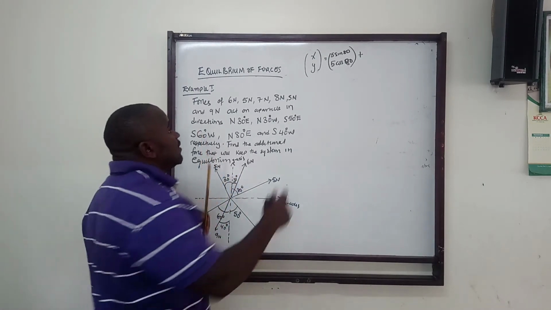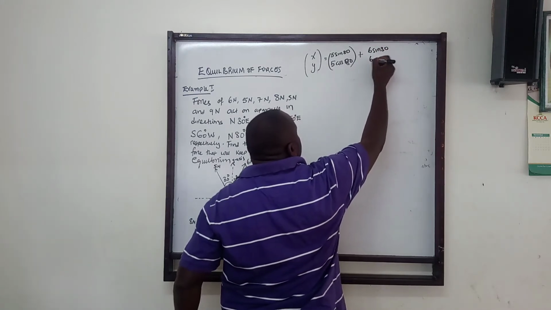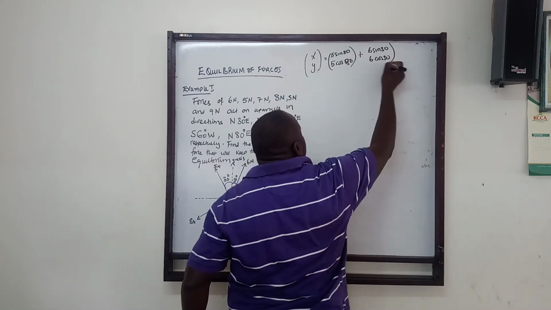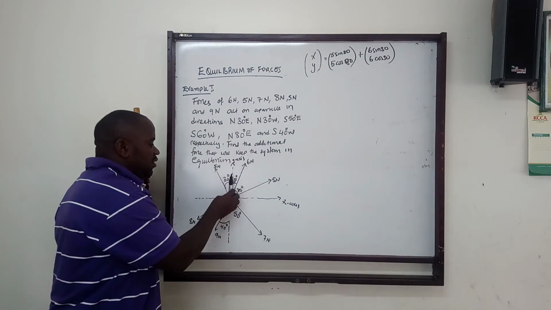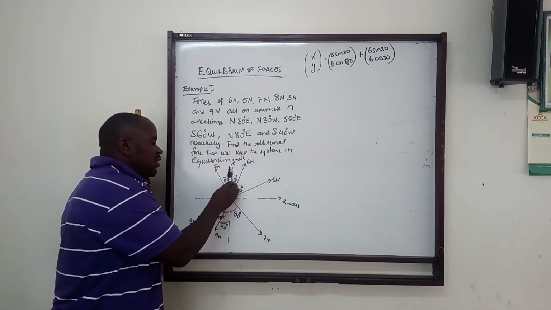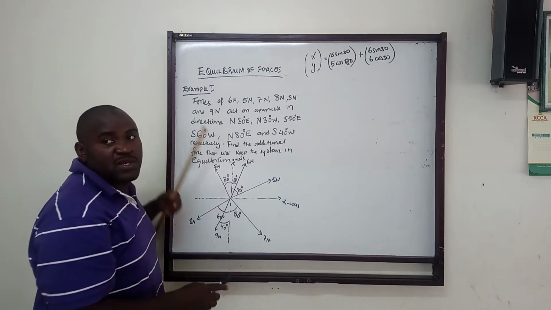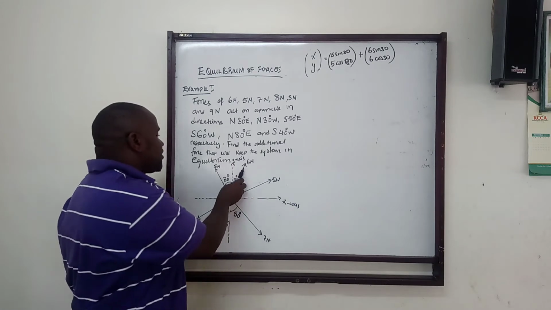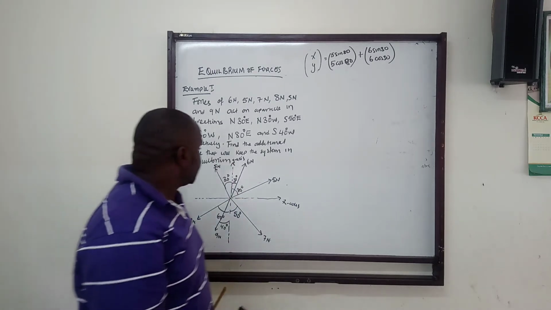6 sine 30, 6 cos 30. Why is it 6 sine 30? It's because 6 was at 30 degrees to the vertical. When you move away from the vertical to the horizontal, you're moving away from the angle, and we use sine. When you compress 6 to the vertical, you're compressing the angle, so we use cos.